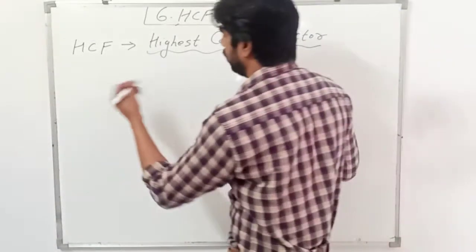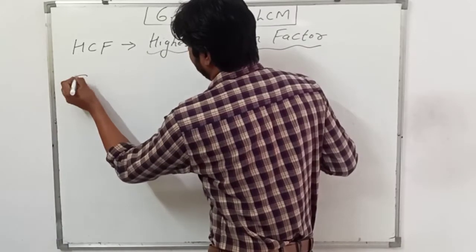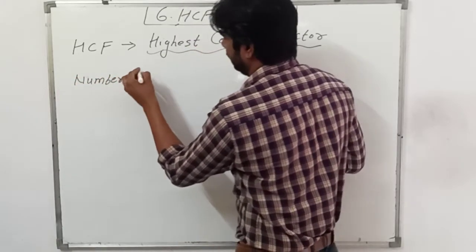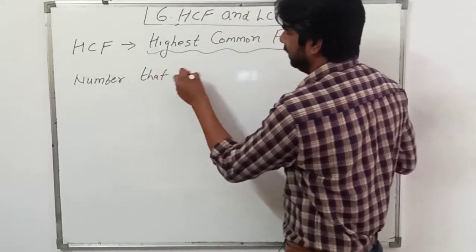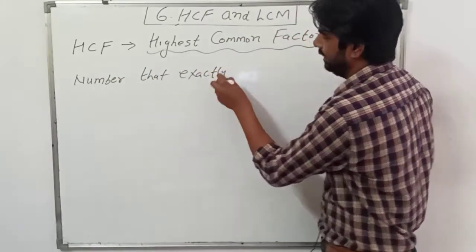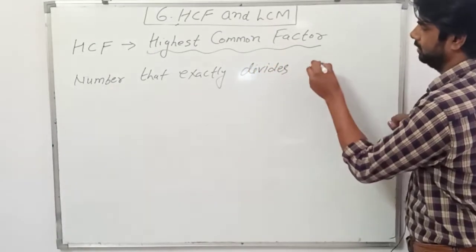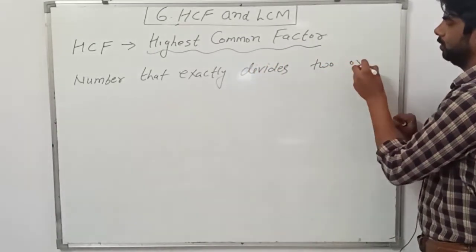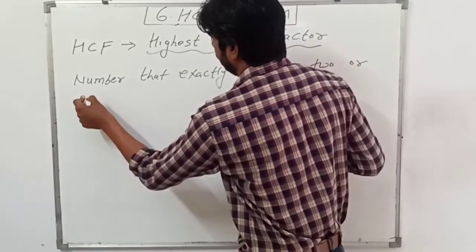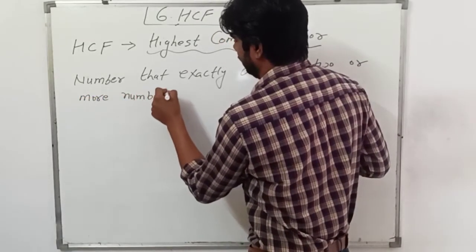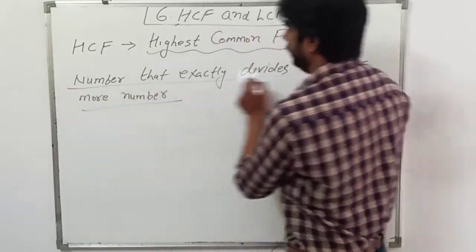The definition of highest common factor is the number that exactly divides two or more numbers. Okay. What it means?